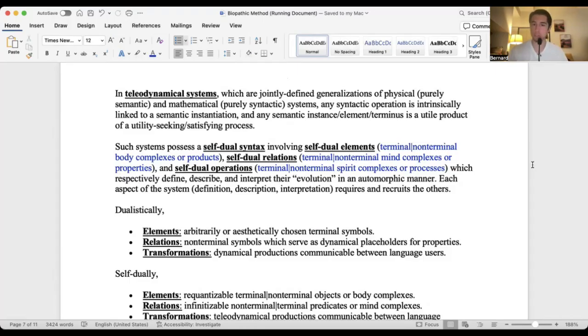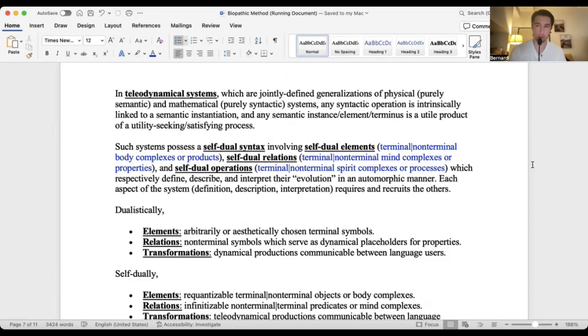So such systems possess a self-dual syntax. Now that self-dual syntax, as we've already introduced, involves self-dual elements, namely terminal, non-terminal body complexes or products. They're terminally oriented. All body complexes are terminally oriented, and they relate to a definitional level of syntax, which we've called physical syntax. Self-dual relations are non-terminally oriented, but they still have a terminal aspect because, again, you can't have a relation without composite elements or relands, elements that are related. And these are mind complexes or properties, predicates, and self-dual operations, which are terminal, non-terminal, spirit complexes or processes identified with soul. And as we mentioned, physical elements are related to definitional syntax, physical syntax.